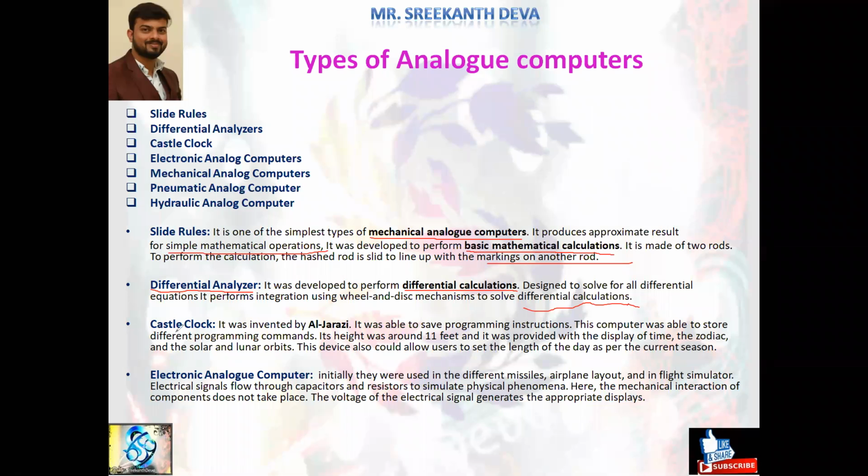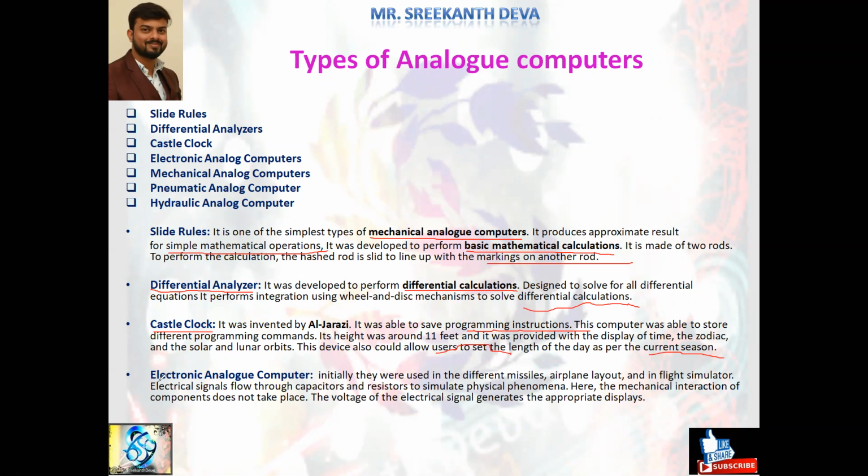The castle clock was invented by Al-Jazari. It was able to save programming instructions. This computer was able to store different programming commands. The example they gave is that these devices could allow the user to set the length of the day as per the current season.